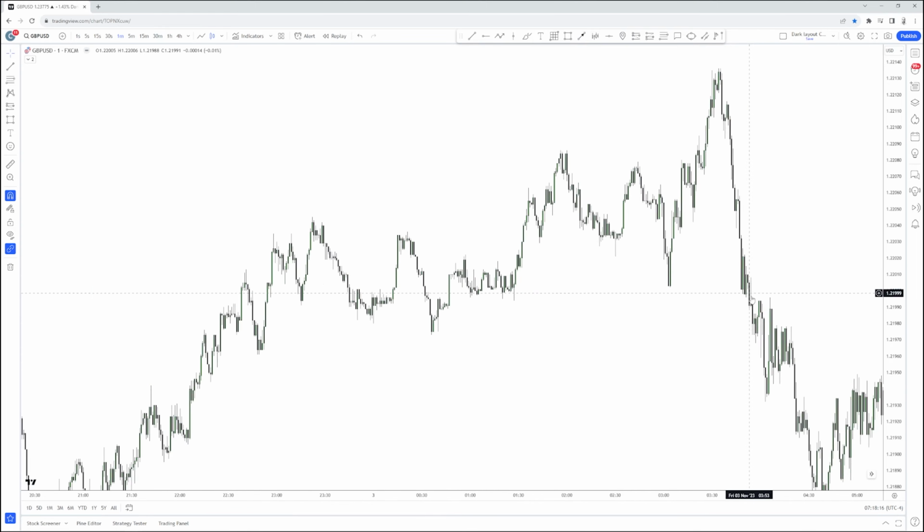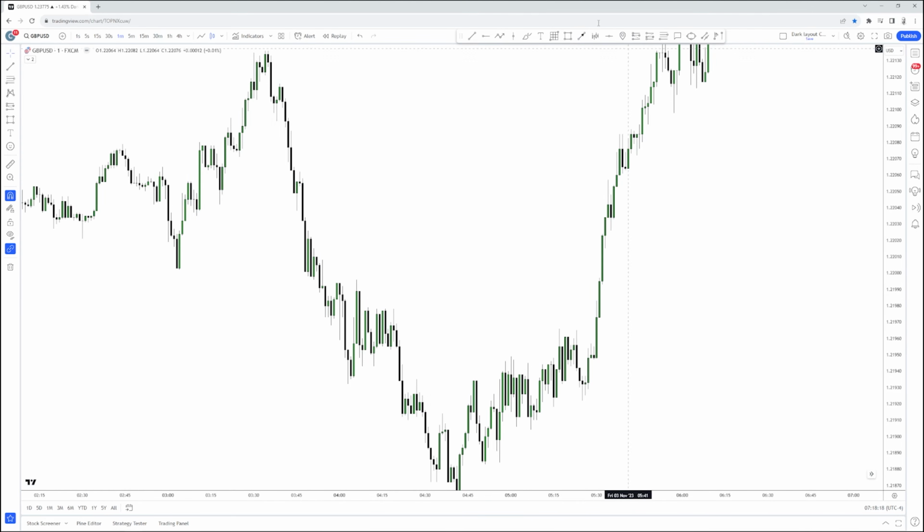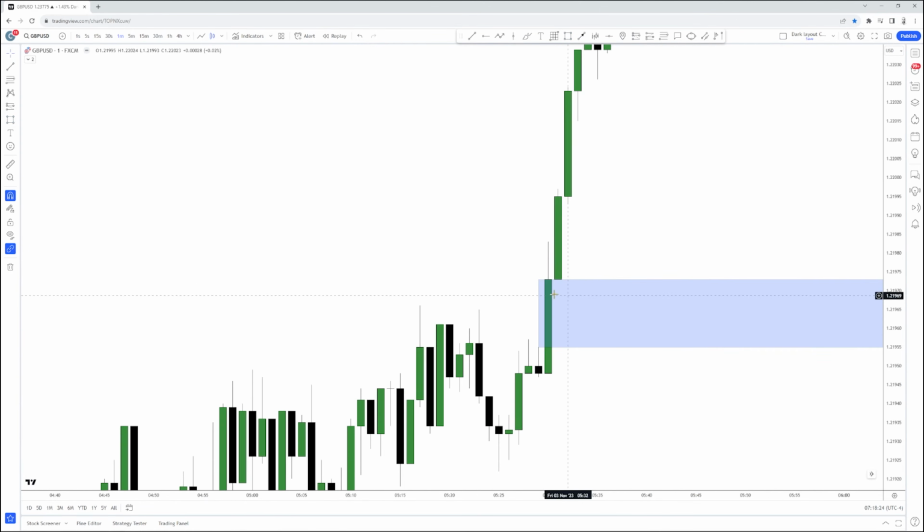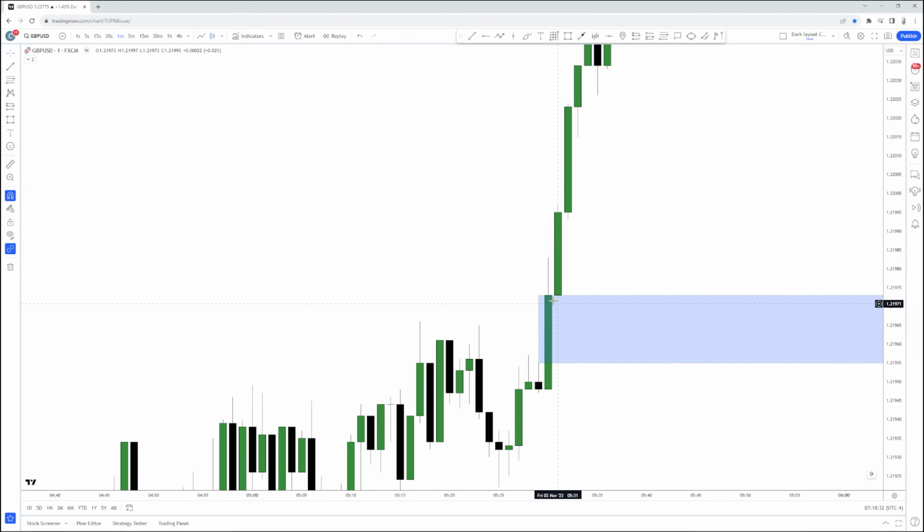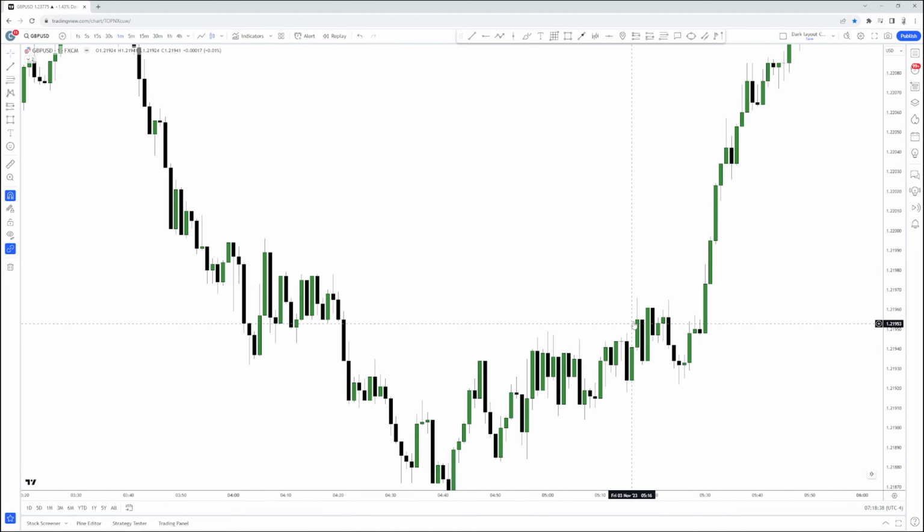value gap. For those who are beginners and are not aware of what it is, it is an area created by 3 consecutive candlesticks, which has not been tested in the middle. So a fair value gap would be this area right here, this gap that you see. Another one would be this one right here, and so on and so on.